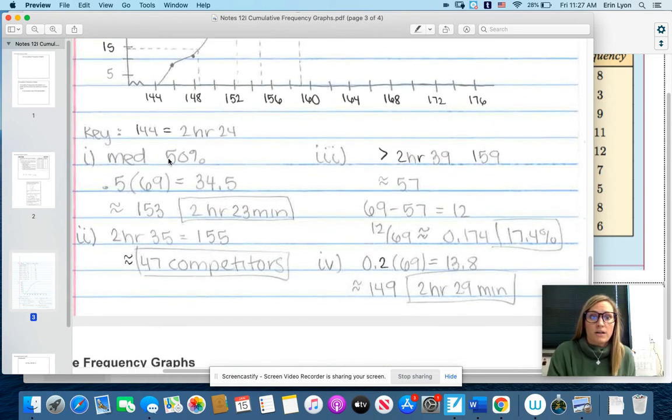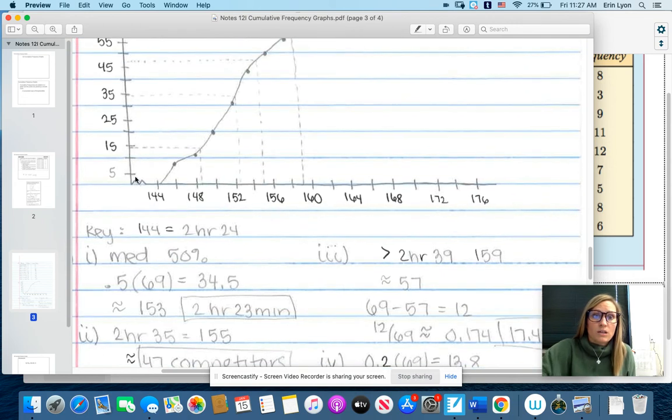The first part of C says to find the median. Well, we know the median is 50%, and there are 69 runners that we are talking about here. That's our total. And so 50% of that is 34 and a half. So what you do is you go to 34 and a half, which is kind of right here, and I just draw a dotted line straight over to my graph, and then I draw it straight down. And that's going to tell me roughly, this is an estimate, of what it's going to be.